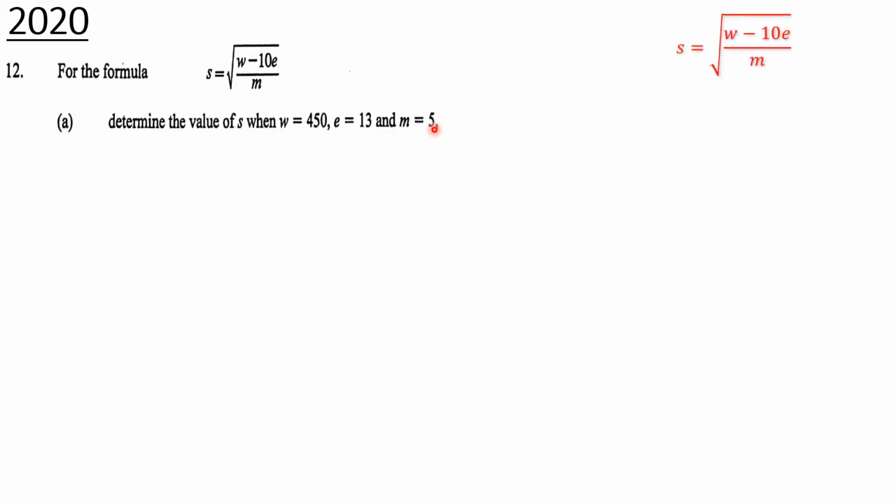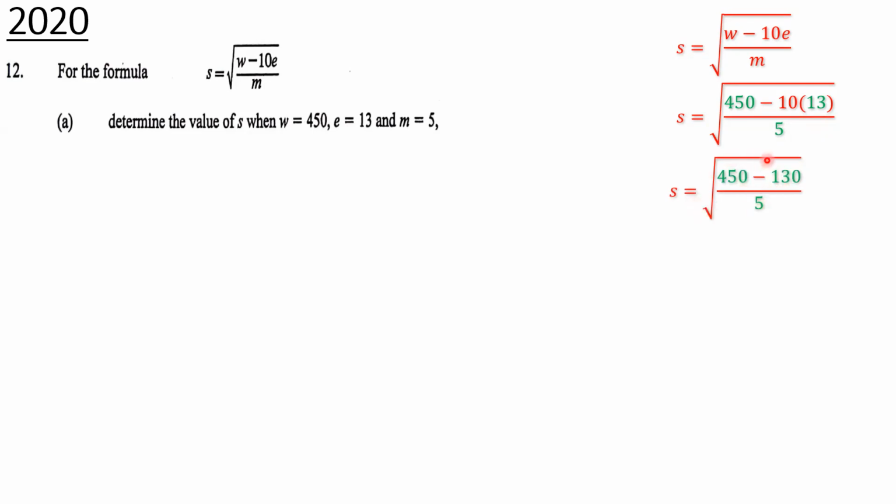And so we have this formula, S equals the square root of W minus 10E all over M. And so notice that here W is equal to 450, E is equal to 13, and M is equal to 5. So wherever we see W, we're going to put 450. Wherever we see E, we're going to put 13. And wherever we see M, we're going to put 5. What is 10 times 13? Well, 10 times 13 is definitely 130, all right? And so we have 450 minus 130, all divided by 5.